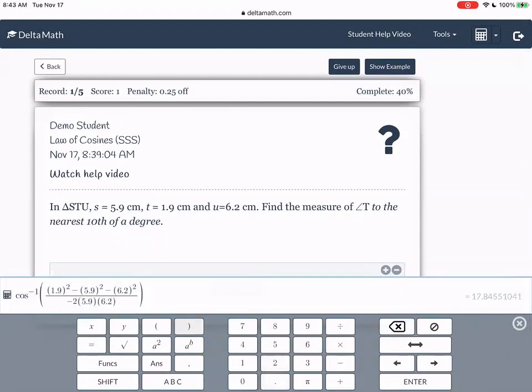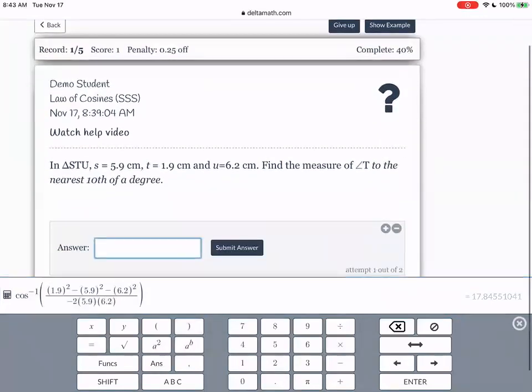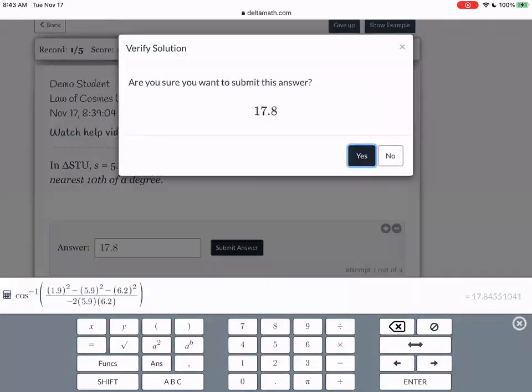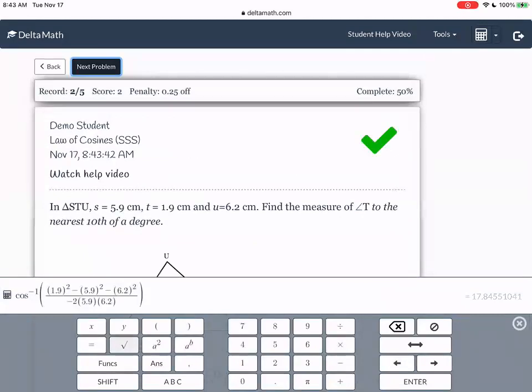Okay, did I type that right? Yes. Okay, so 17.845, and we want it to the nearest tenth of a degree, so that's 17.8. Okay. And then I'm going to submit the answer.